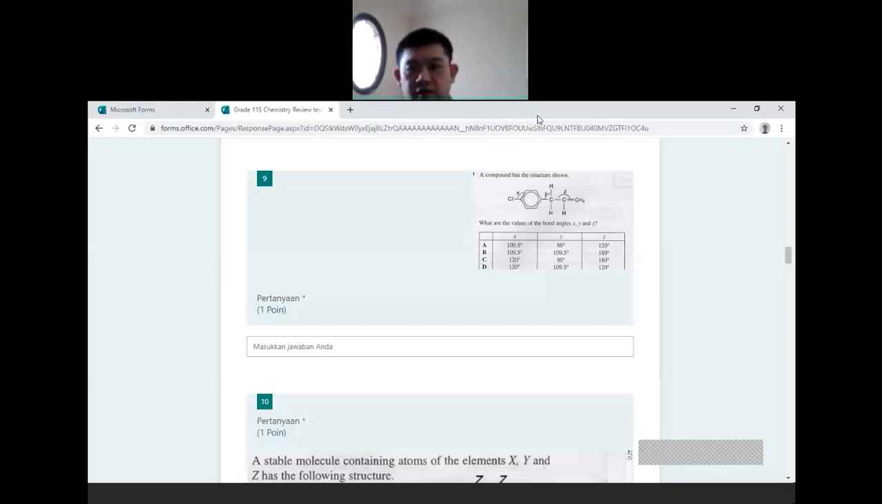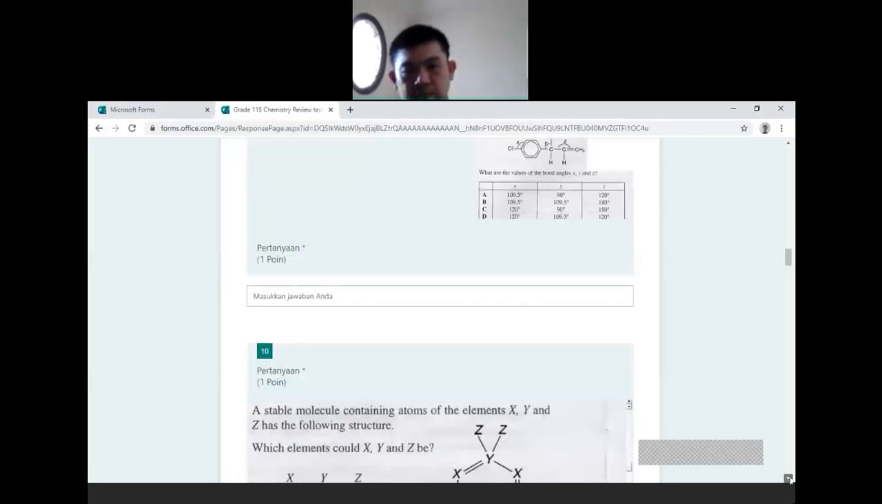And then for the Y, the central atom is carbon atom, and the carbon atom has 4 bond pairs with 0 lone pair, so it is tetrahedral with bond angle 109.5 degrees. And then lastly in Z, there is a C. We know that there are 3 bond pairs and 0 lone pairs, so the bond angle is 120 with the shape of trigonal planar.